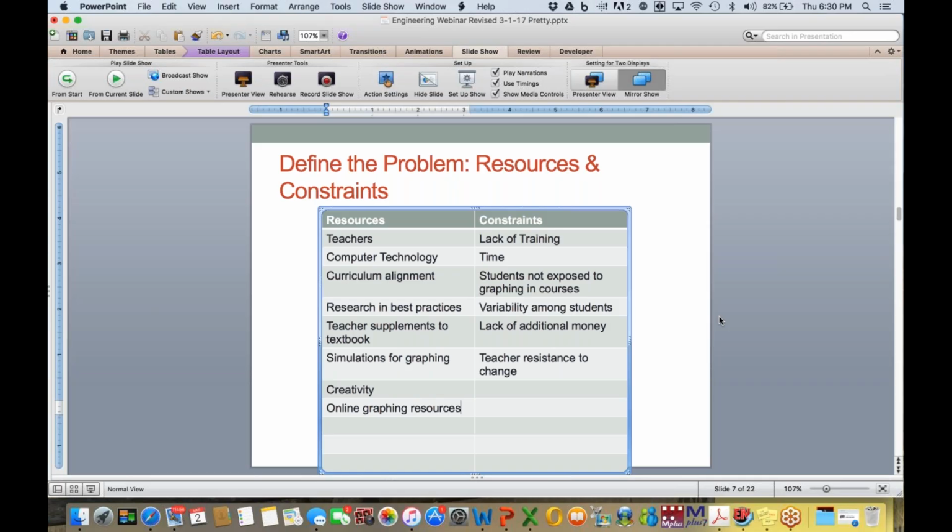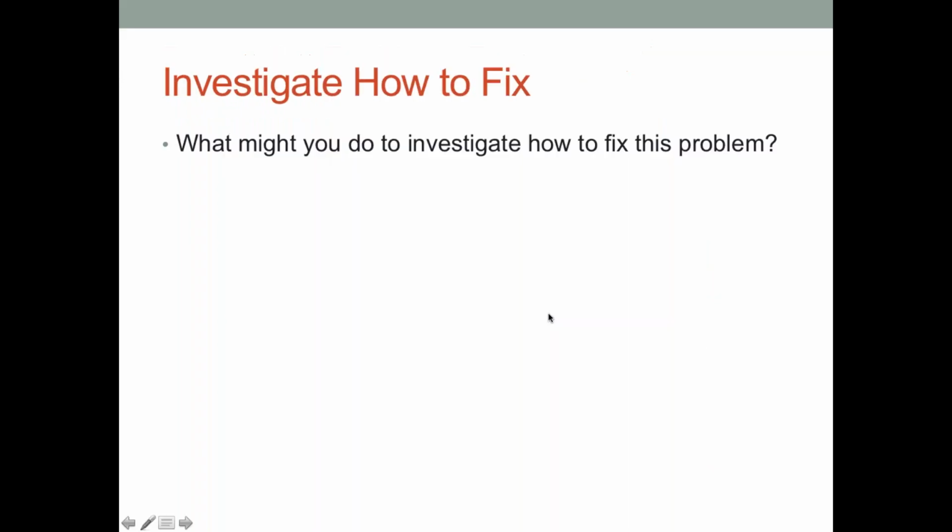because of lack of training. If that's the problem, then your solution is going to have to include a way to accommodate that. And so that's why it's so important for engineers to get their resources and constraints down pretty early on, so that when they go to start designing solutions, they can start to look at their solutions against these resources and constraints, and that influences their design. So going back to this.